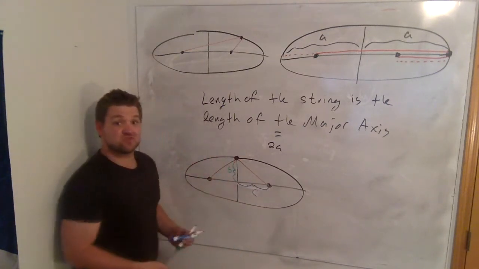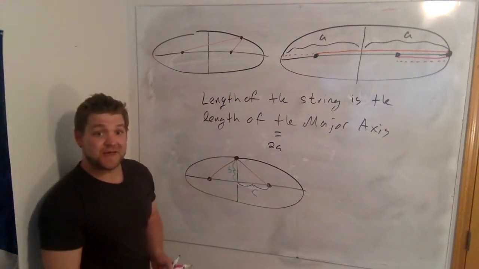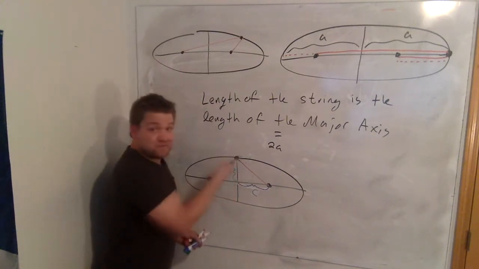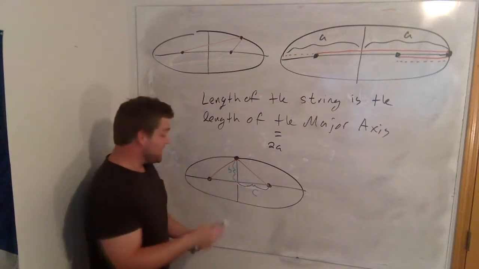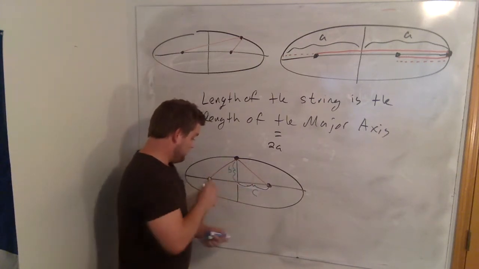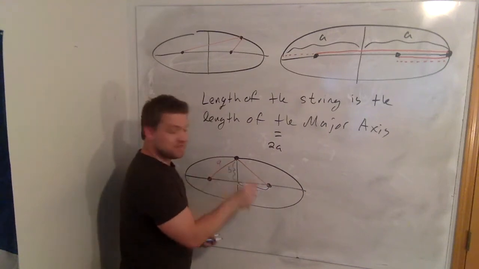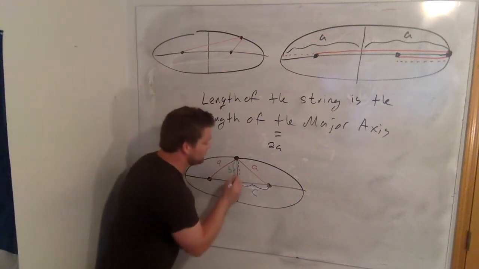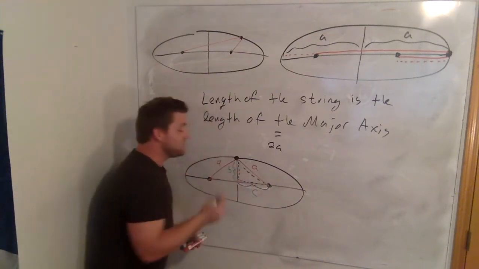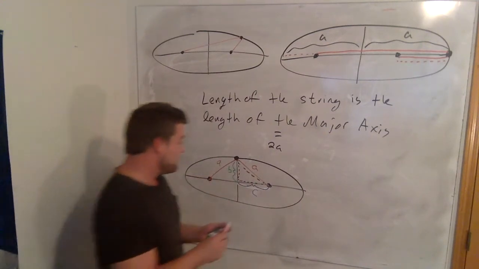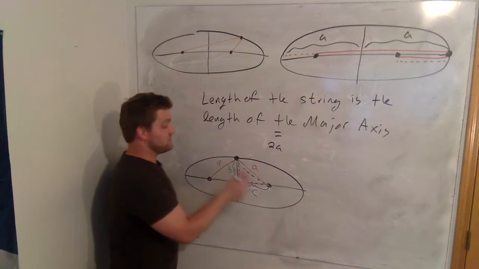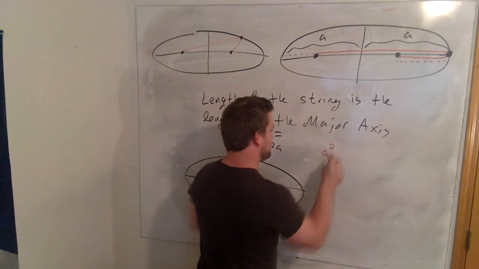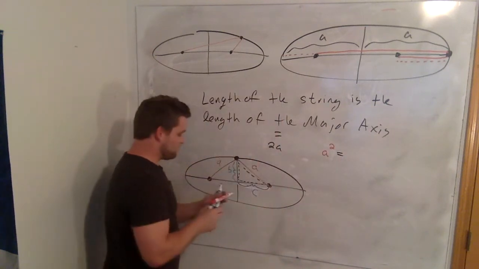Let's think about the string here. The length of the string is always 2A, but we put our pencil at a convenient location, so that this is half the string and this is half the string. So if the entire length is 2A, then this length here must be A, which means that this length here must also be A. So with this picture, we see this gorgeous right triangle. The Pythagorean theorem says that the square of the hypotenuse, which has length A, is equal to the sum of the squares of the legs.